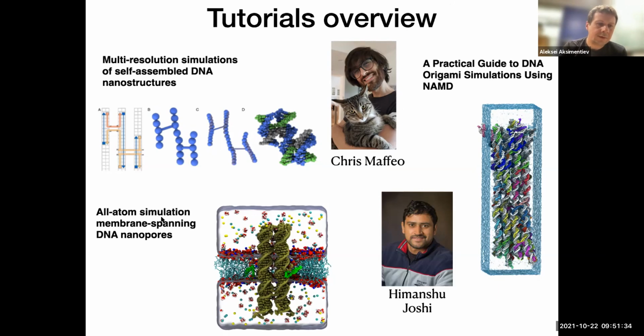And then the final one is the all-atom simulation of membrane-spanning DNA nanopores. That's the last part of my talk. We have an example of exactly this 4-helix bundle, the same one that we use for our scrambling paper. You can see how it's done.